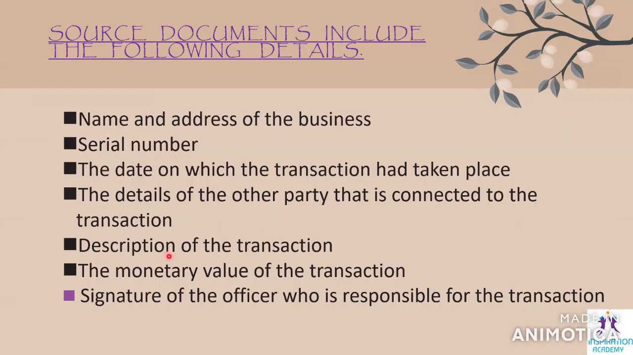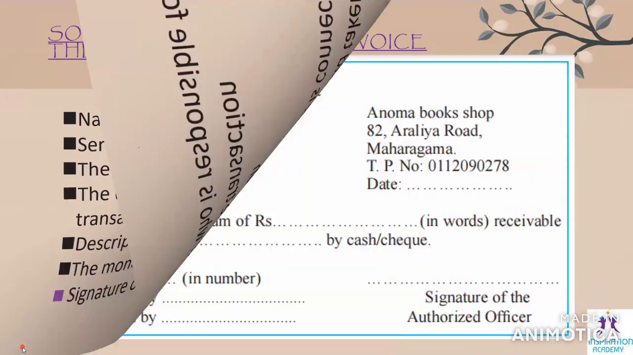Buyer, seller, customer, or a person like that, right? Then the description of the transaction, what the transaction is, cash sales, like that. Then the monetary value of the transaction, how much, rupees this much, like that. Then the signature of the officer who is responsible for the transaction should be there. It should be authorized, right?